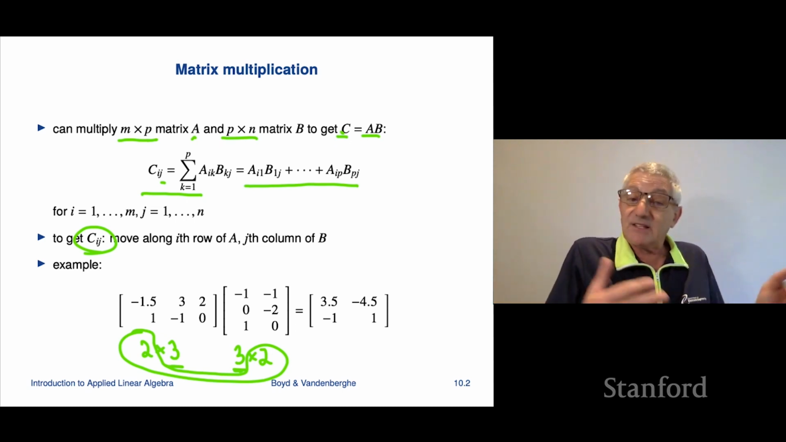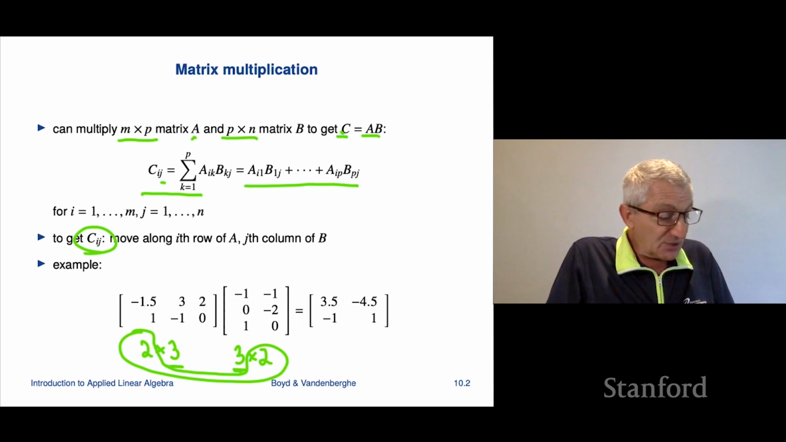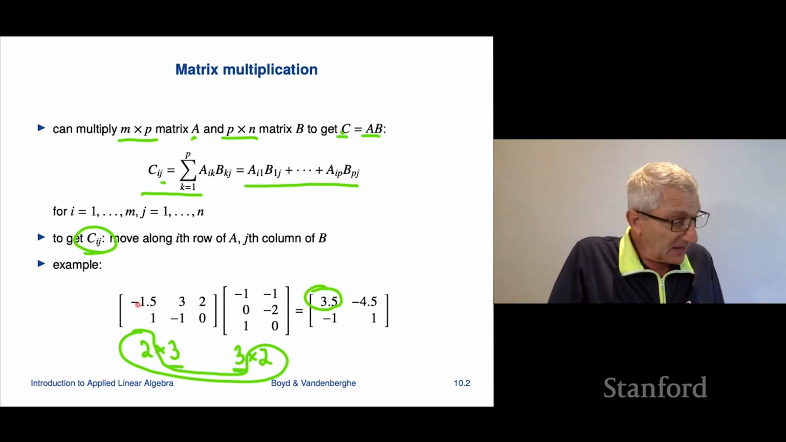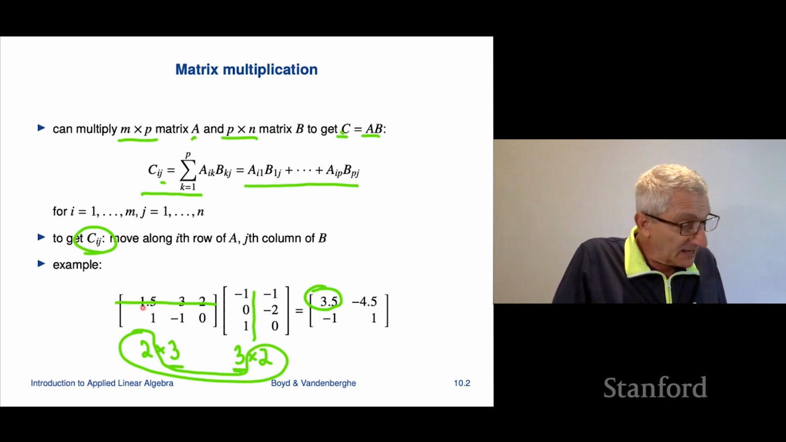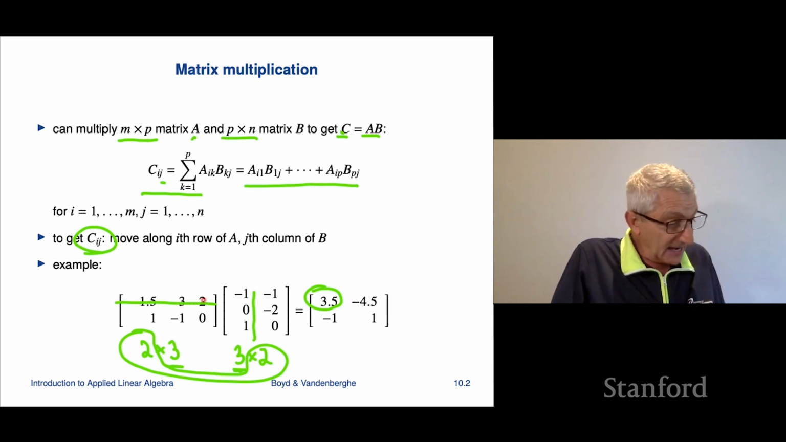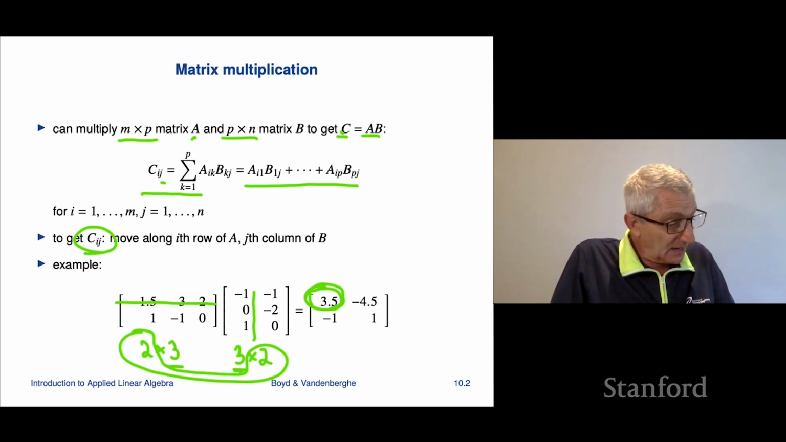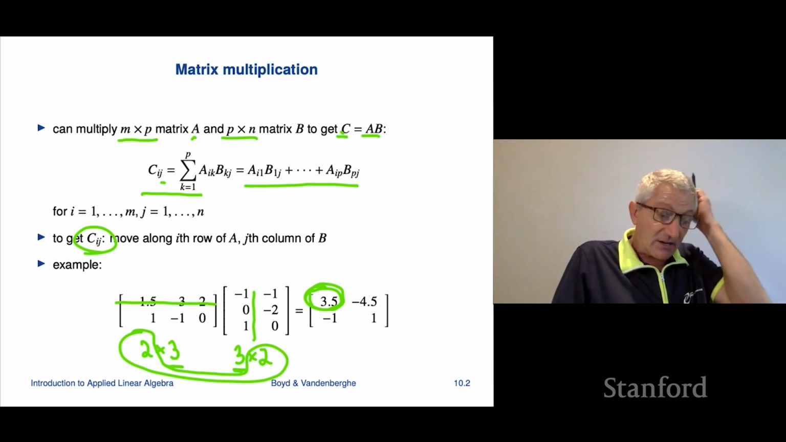All right, so then let's actually figure out how to do this. The first entry, that's going to be C11, and that's obtained by going across the first row here and down the first column here. And indeed, it's minus 1.5 plus 3 times 0, which is 0, plus 2. And you should get this. So that should be your number. That's right.